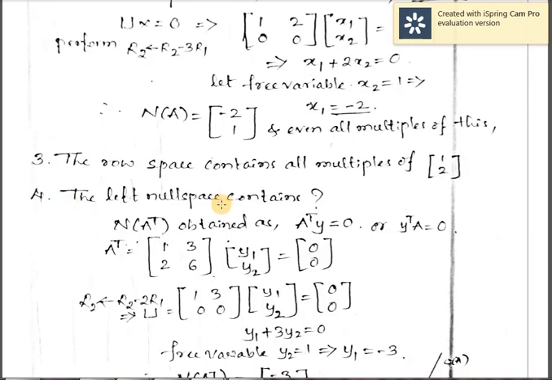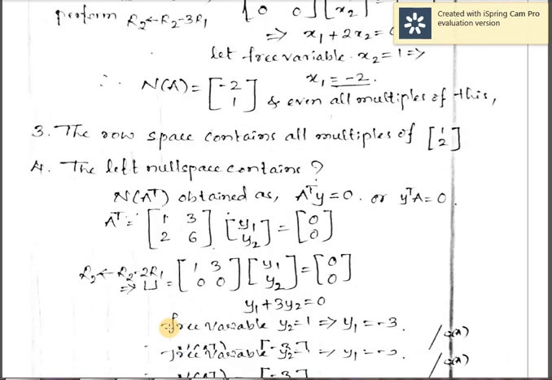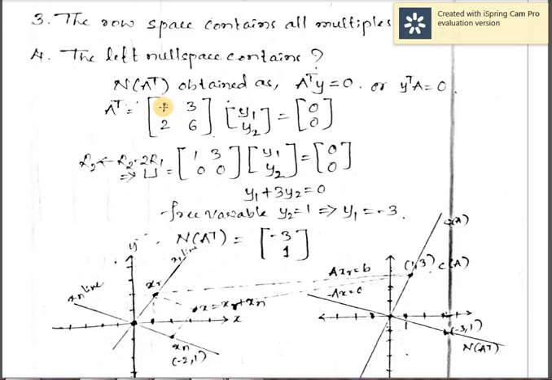Then what does the left null space contain? How to find it? The left null space is nothing but the null space of A transpose. So let's find the transpose of the given A. It is 1, 2, 3, 6. Let's write A transpose horizontally as 1, 2, 3, 6, and write the vector y vertically. If I do the multiplication, I'll get 0. So for that, let's obtain U again.